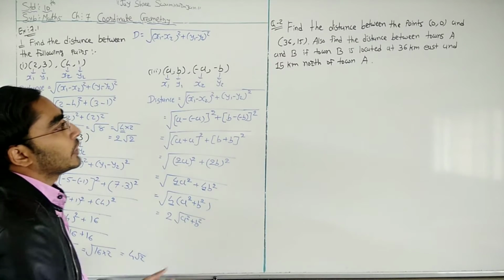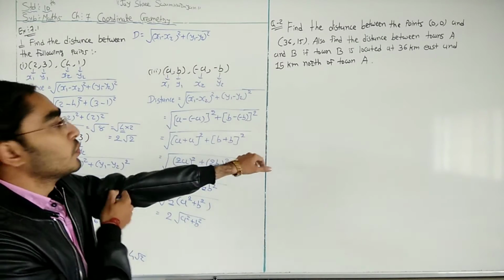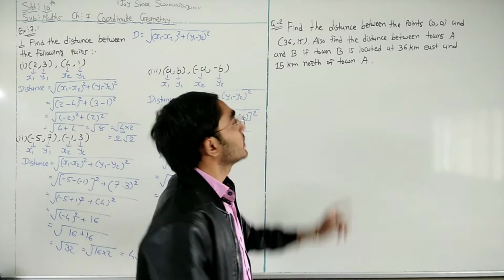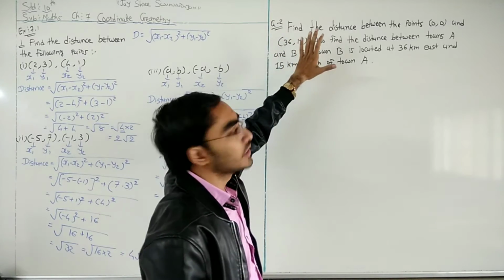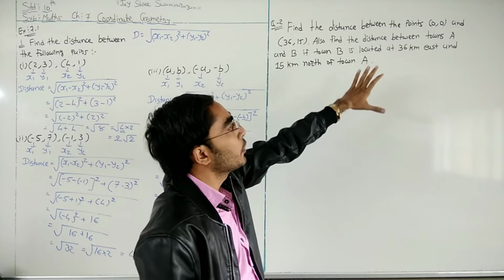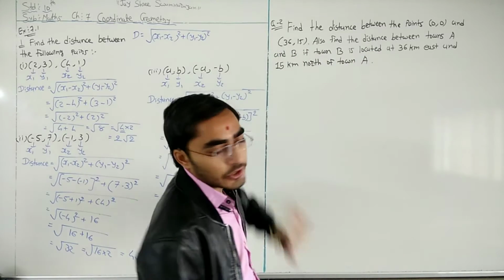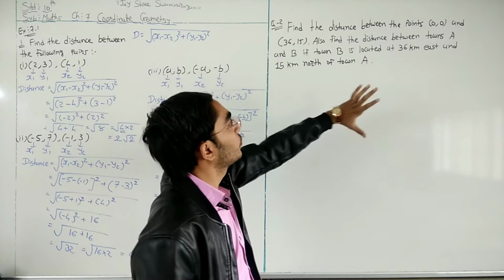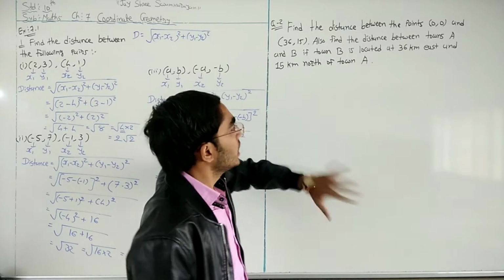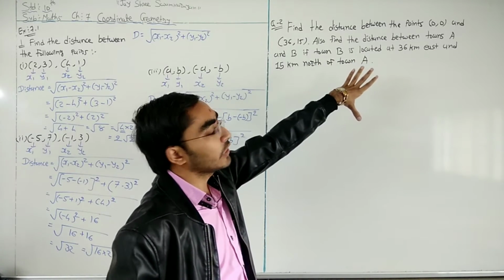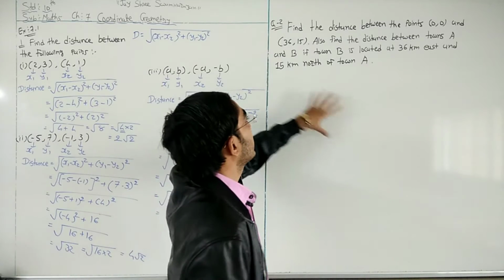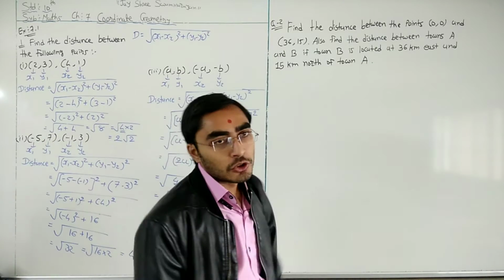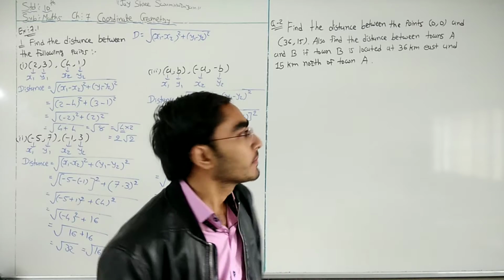Now let's move forward. Question number 2. First of all, read the question. Find the distance between the points 0, 0 and 36, 15. Also find the distance between towns A and B if town B is located at 36 km east and 15 km north of town A.